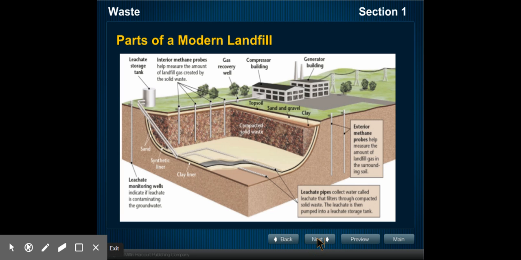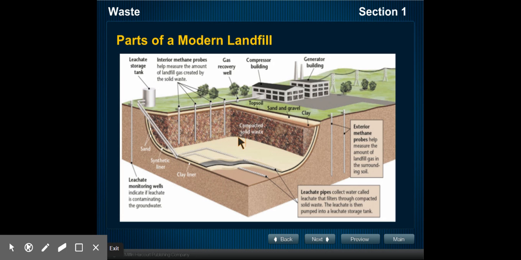So here's just a simple picture of a modern landfill. There's clay liners on the bottom. There's pipes to take out the leachate down here. The liner prevents liquids from leaching into the soil and getting into groundwater. There can be synthetic liners. There's ways of collecting the methane gas.